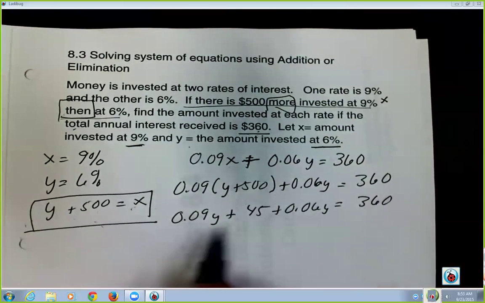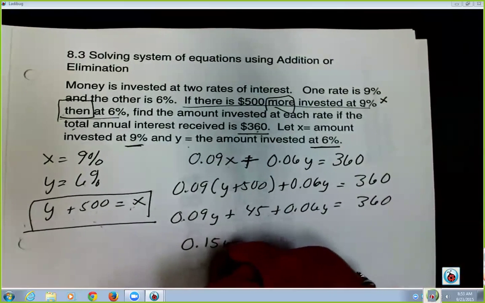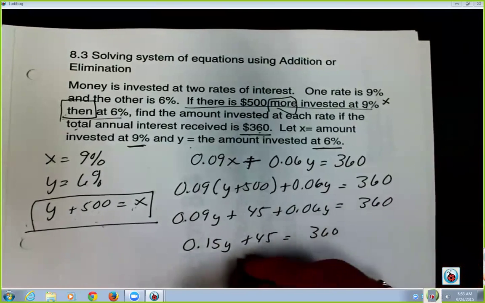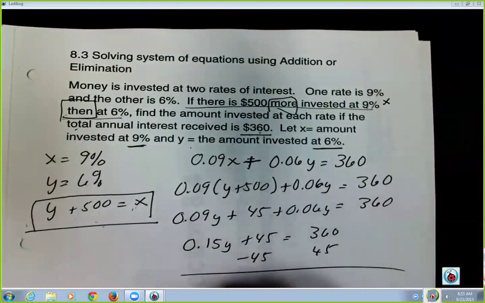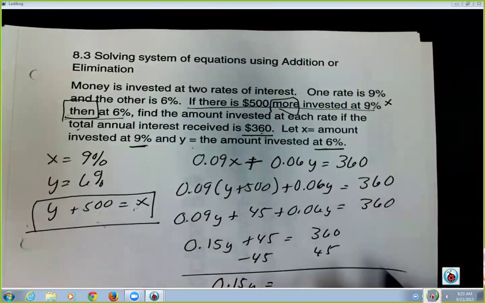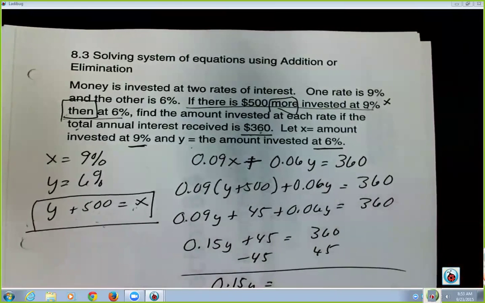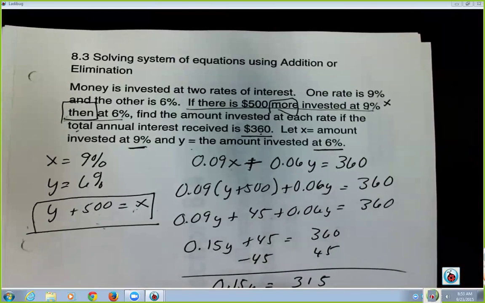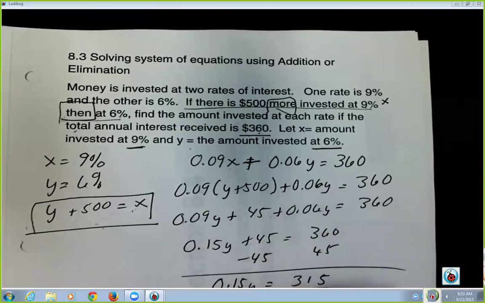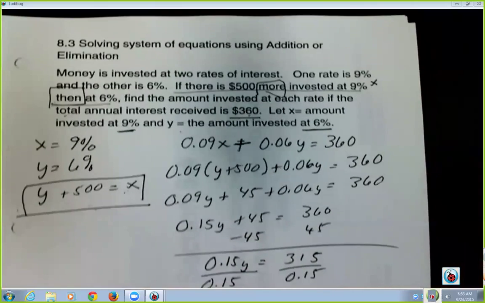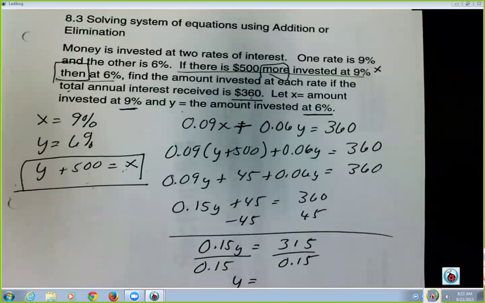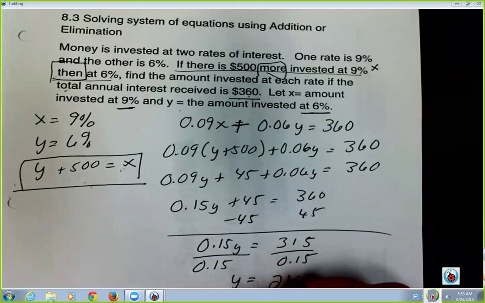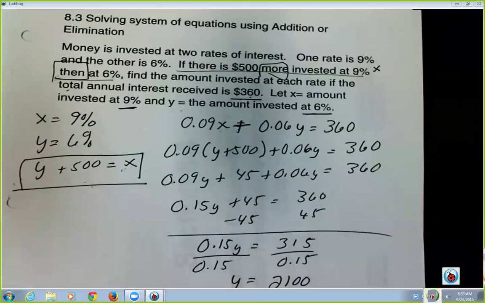Stick my Y's together. So that gives me 0.15Y plus 45 is equal to 360. Subtract 45, and 360 minus 45 leaves me with 315. Divide by 0.15, and we will find Y to equal, what was it again? 2100. Okay. So Y equals 2100.